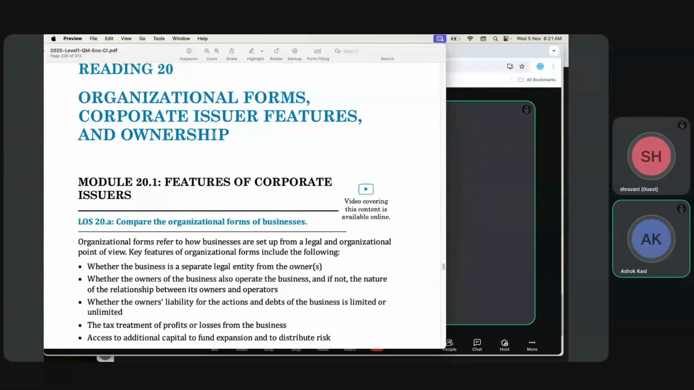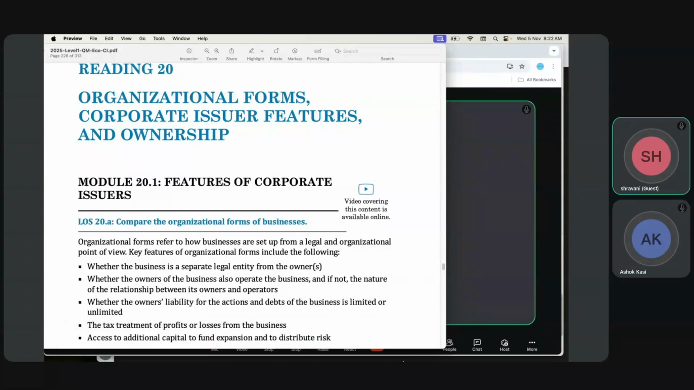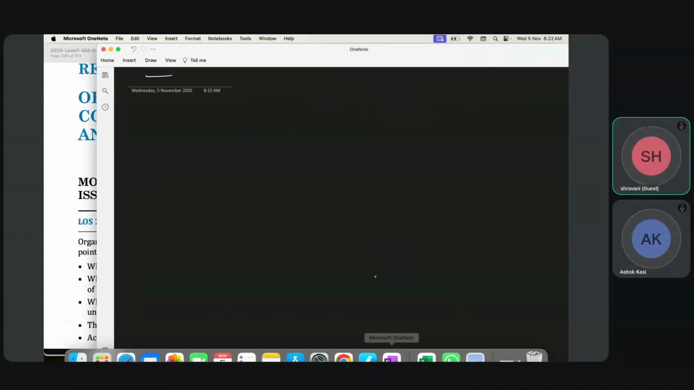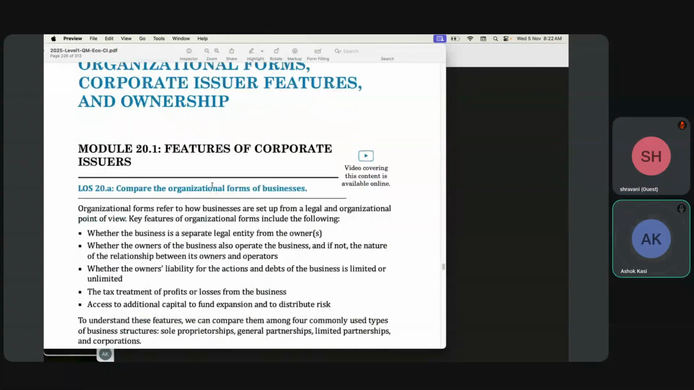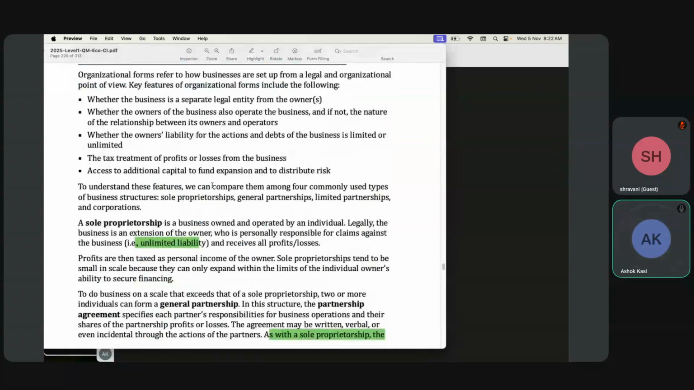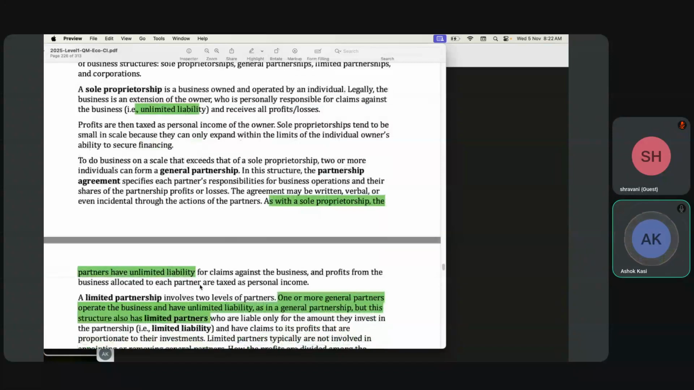Organizational forms of corporate issuers, features, and ownership. Here, these are different types of businesses. Sole proprietorship has unlimited liability. Then a general partnership will also have unlimited liability. Partners in this one, limited partners, will have limited liability.